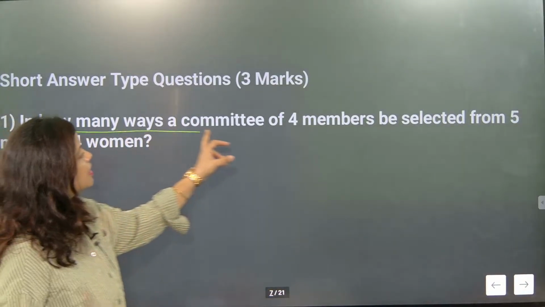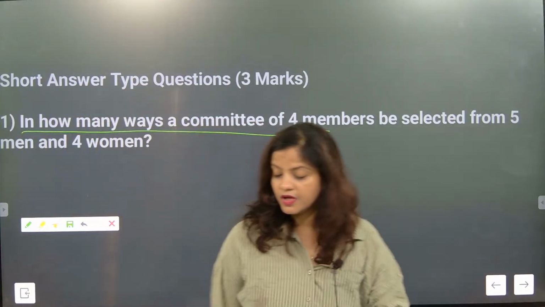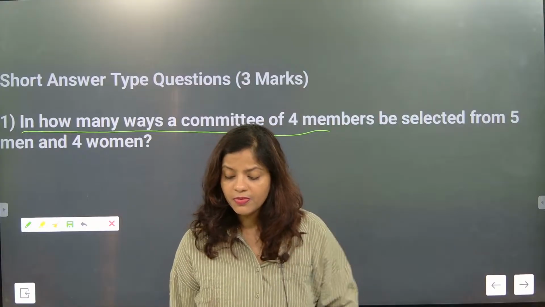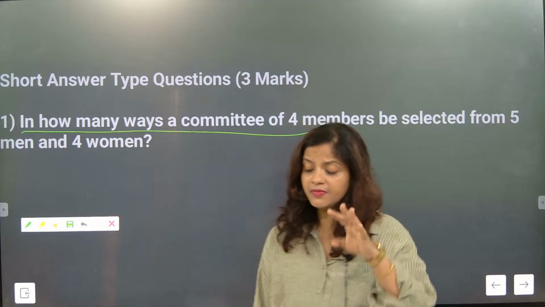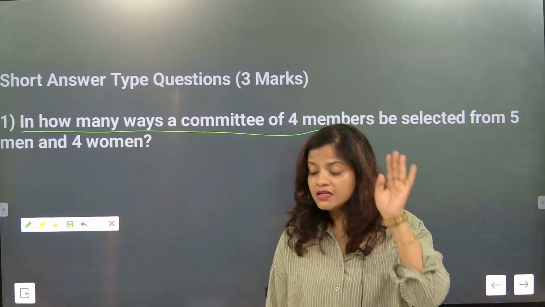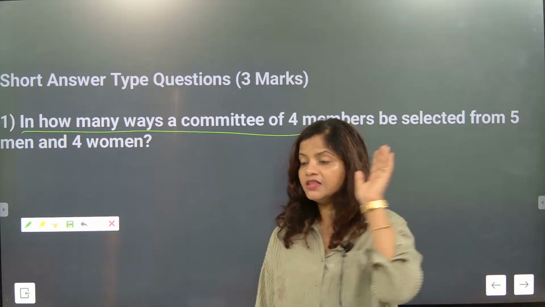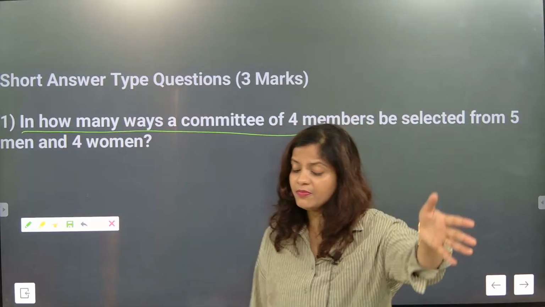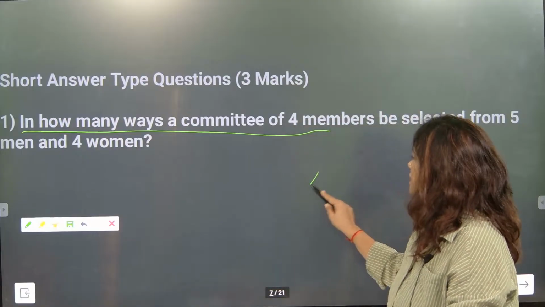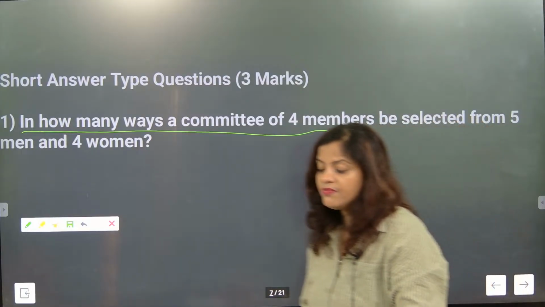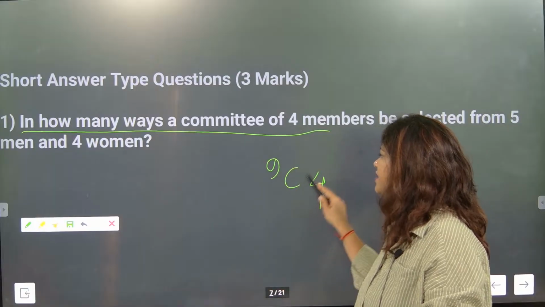In how many ways can a committee of four members be selected? In how many ways? Absolutely. So it's a combination. Correct, beta. It's a combination only. Why is it a combination? Because here four members are there, but they have not told us that two are male and two are female. They did not write a single point about how many members should be male and how many should be female. They said only four members I need. And how many male and female are there? Five and four. So in total nine, and from them I am selecting four.